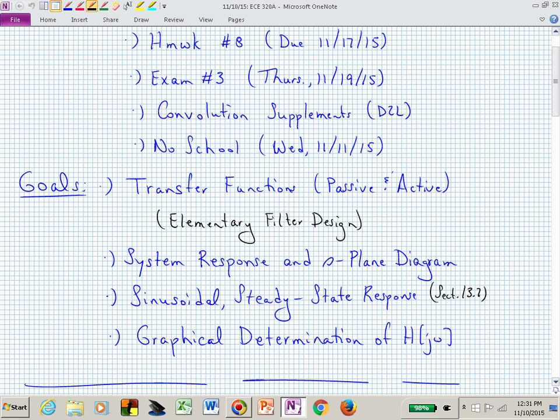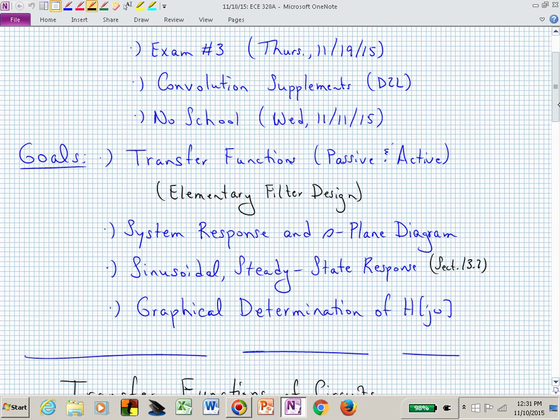Not happening. Today what I want to do is pick up where we left off last time, which was dealing with transfer functions, both active and passive. I will start talking about system response and S-plane design, hopefully after that, and then we will get into material from section 13.7, which is sinusoidal steady-state response. You can compute that without finding the complete solution. That's the idea behind that.